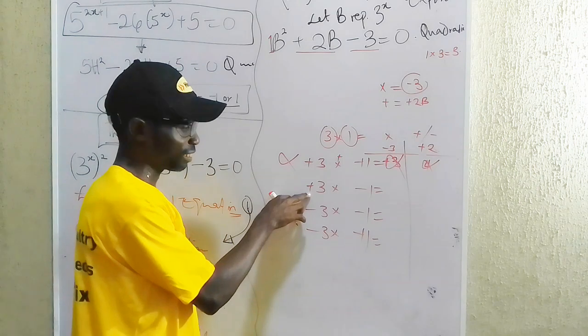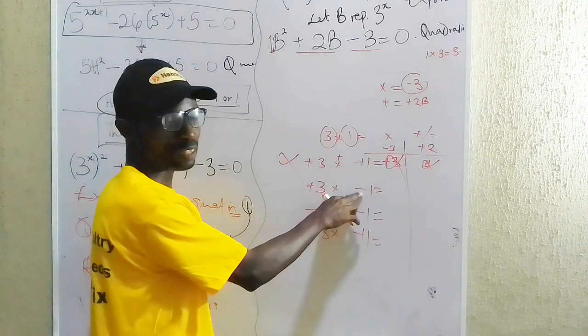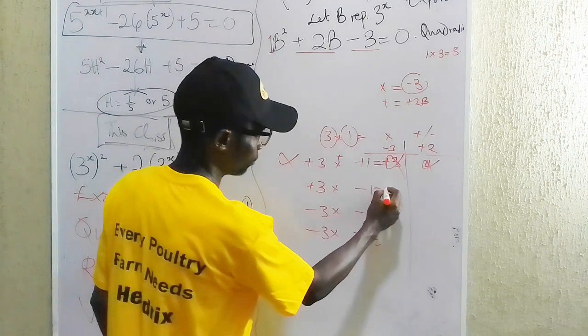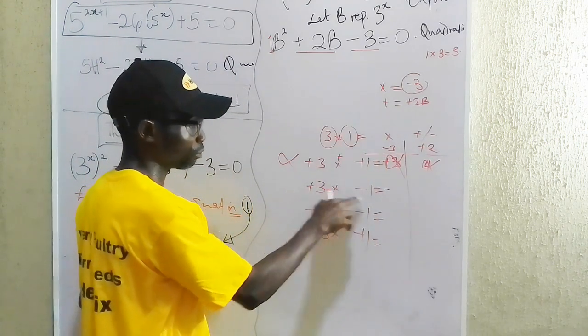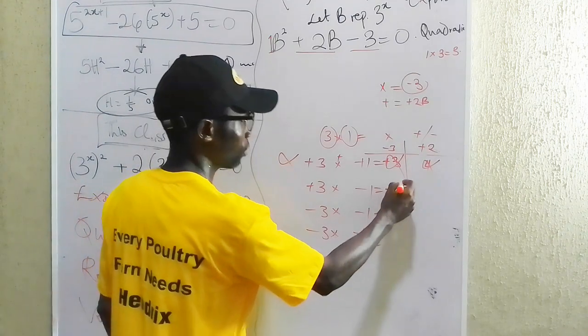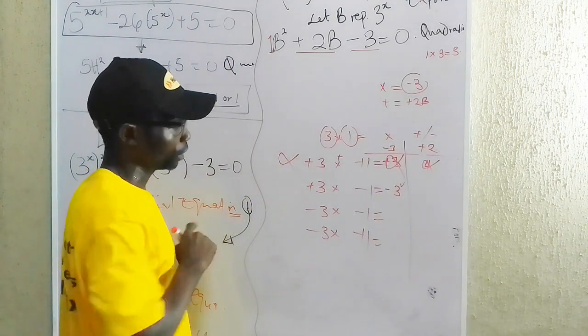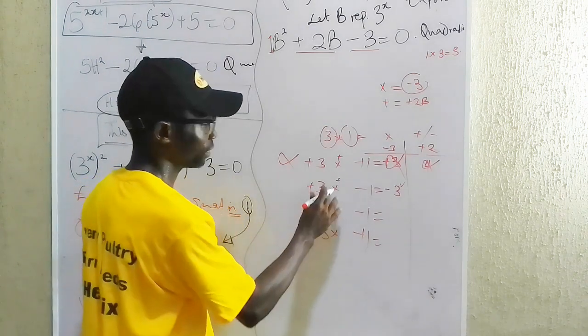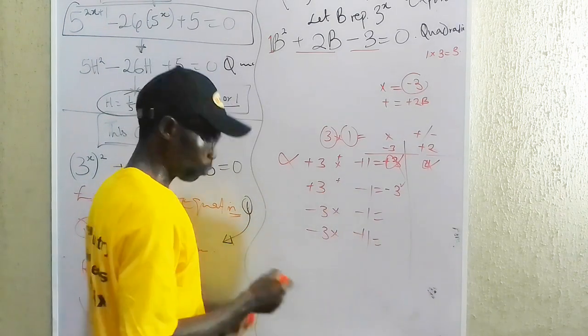Let's multiply signs. Plus times minus. Plus times minus is what? Minus. It's looking like this. Then 3 times 1 is what? 3. Wow, this is good. It's looking like this. Then let's go. Let's see if we add now 3 plus minus 1. What that means is this.